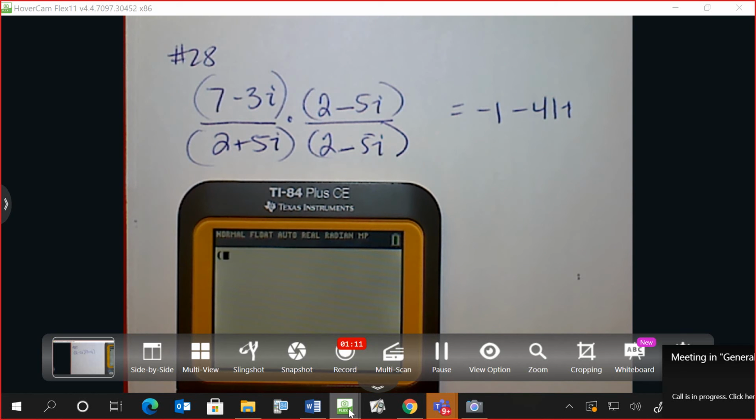Could you do this by hand? Yes, you could. You could absolutely do this by hand using the FOILing method and combining like terms.